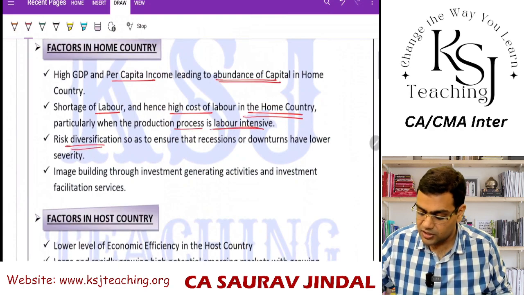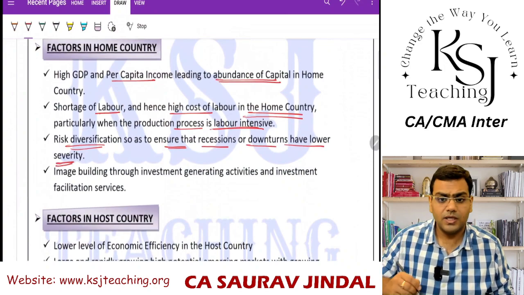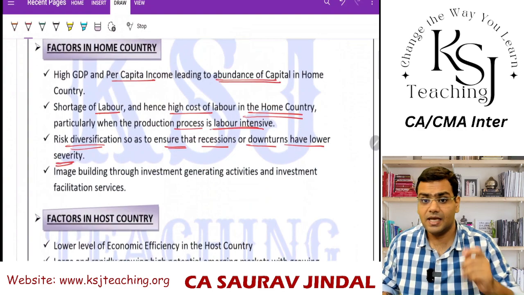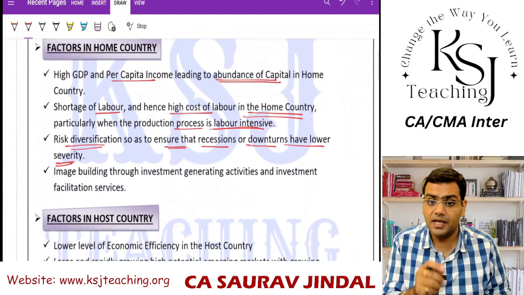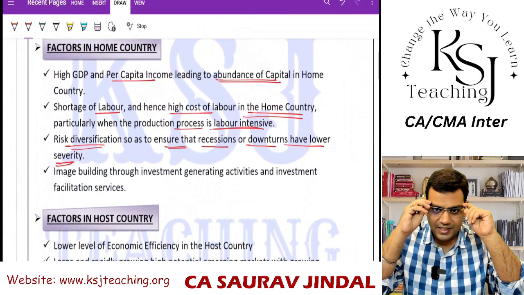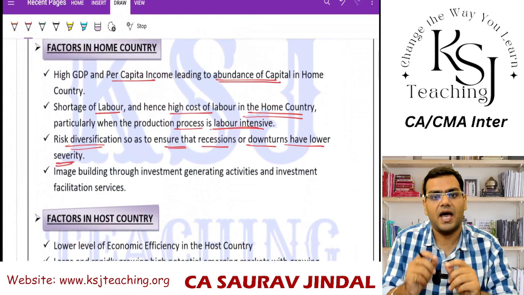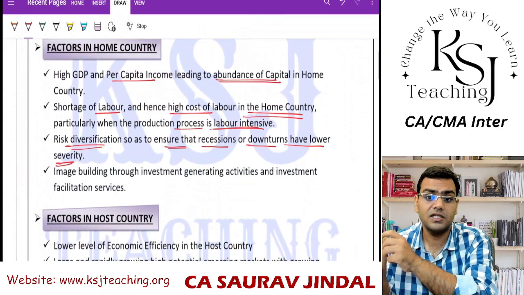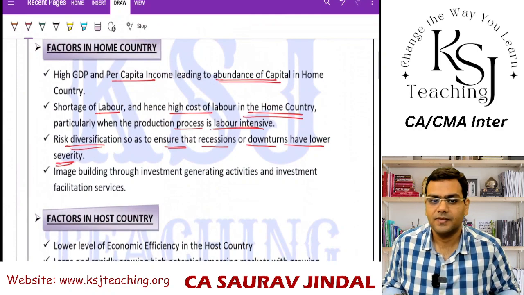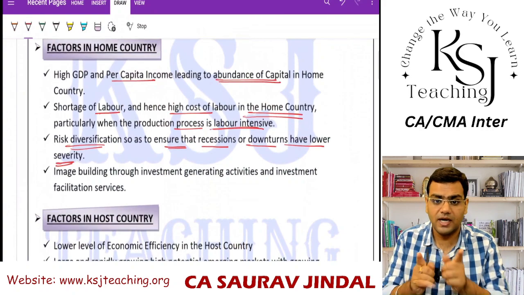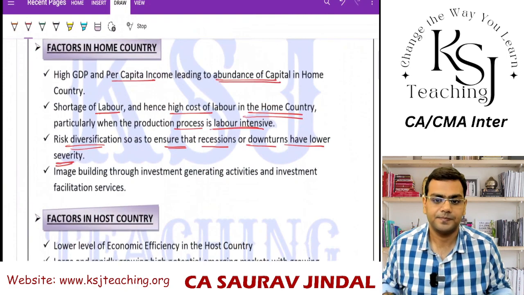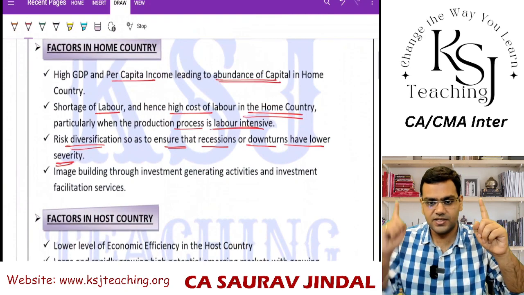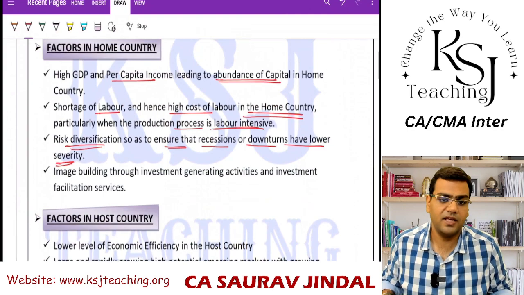Risk diversification so as to ensure that the recession or the downturns have the lower severity. What is risk diversification? They say in case there is a recession in the USA, in case in future there is a recession in USA, Mr. X will think it's okay. It's okay. I have a business in India also. That will save us to some extent. That is known as risk diversification. You are diversifying your risk so that if this fails, this is there. Right? If one thing fails, the second thing is there. So you are diversifying your risk.